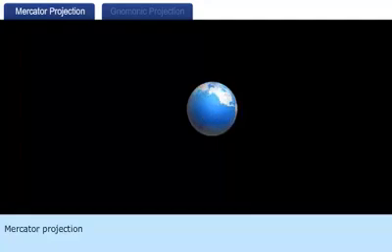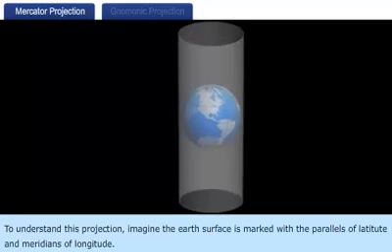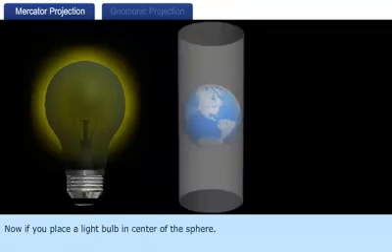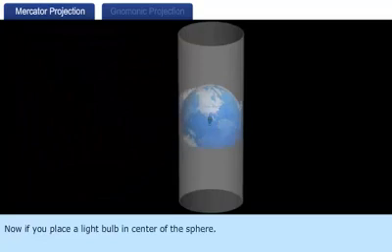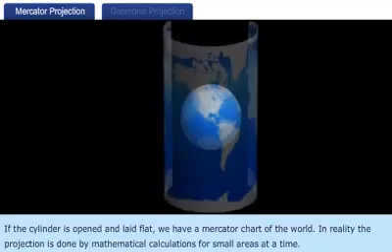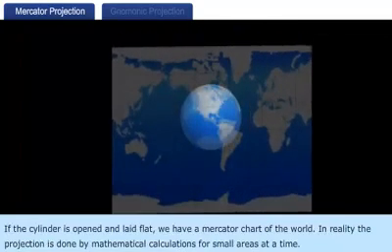Mercator projection. This is a cylindrical orthomorphic projection. To understand this projection, imagine the Earth's surface is marked with parallels of latitude and meridians of longitude. Now, if you place a light bulb in the center of the sphere, the light from the bulb will cast the image of all lines on the surface, along with the land masses, onto the enclosing cylindrical paper. If this cylinder is opened and laid flat, we have a Mercator chart of the world.